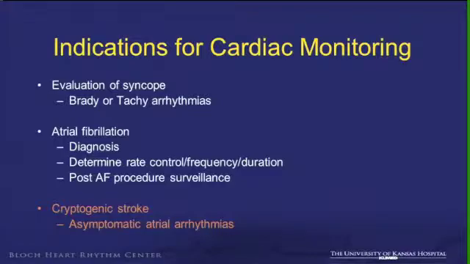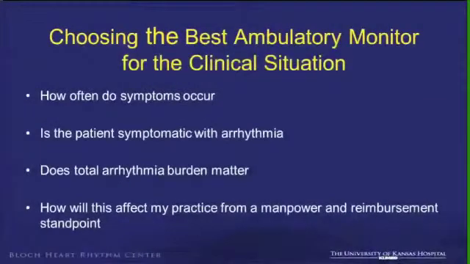Keep in mind when I'm talking about indications for cardiac monitoring, I'm referring to outpatient ambulatory cardiac monitoring. So when I look at patients and try to figure out what's the best ambulatory monitor for them, I ask myself these questions. How often do the symptoms occur? Is the patient symptomatic with arrhythmias? Does the total arrhythmia burden matter to me? And lastly, how will this affect my practice from a manpower and reimbursement standpoint?